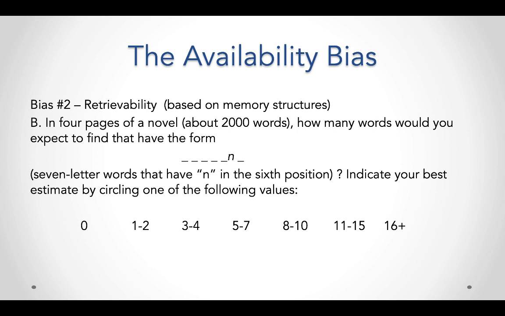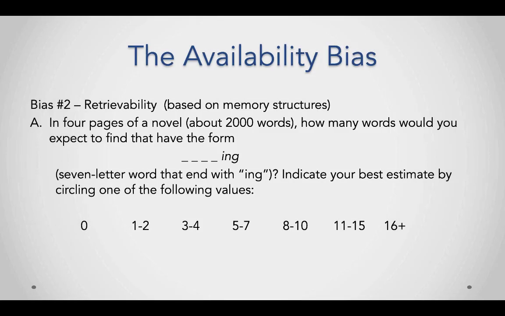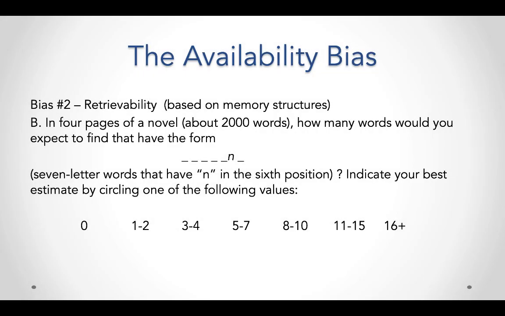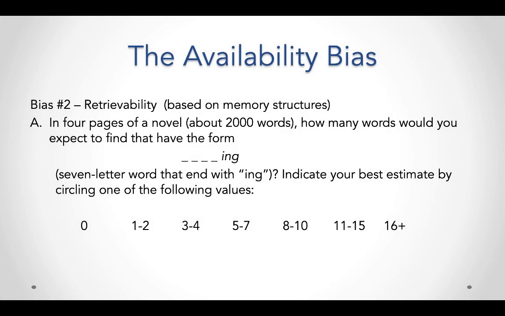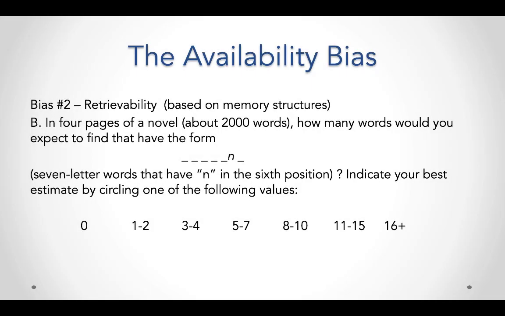Okay, you've done it. So let's look at your answers and see what you notice. Did you notice that you have more? Did you circle more here than here? Is that true? If that is true, then you have fallen for the retrievability bias, because there's no way you're going to have more ing letters than n letters. Makes sense? Because ing is included in n.